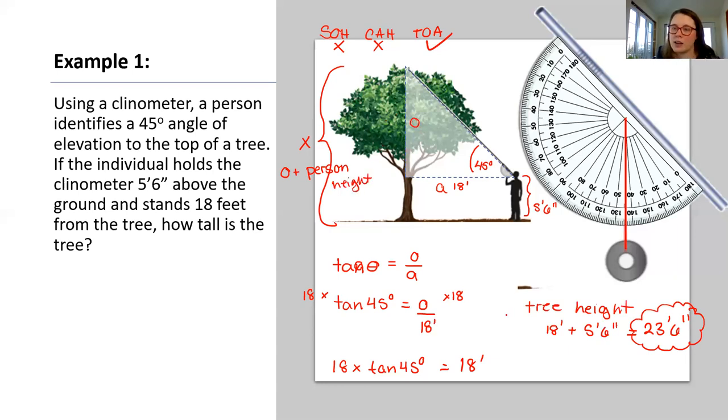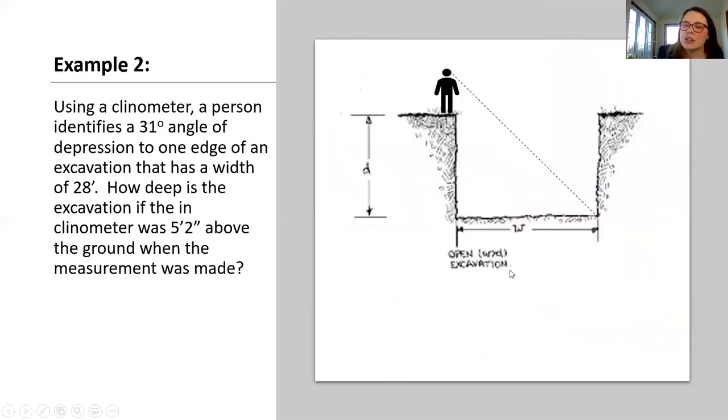That's how we calculated that. All right, hopefully that makes sense to you. If it doesn't, please let me know. Check in with me. Let me know before you get to your final assessment. Let's look at example 2.